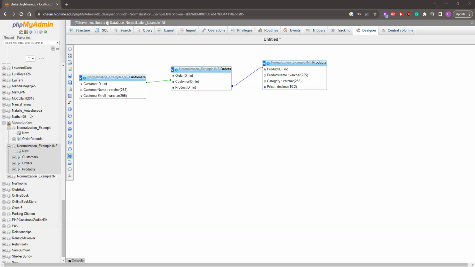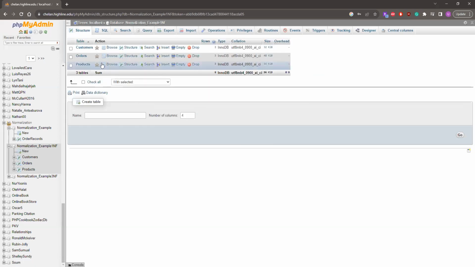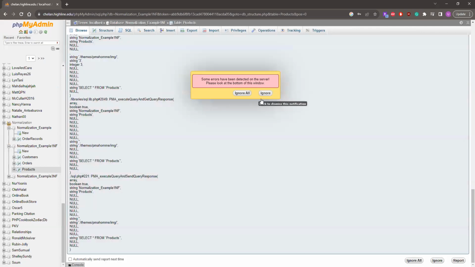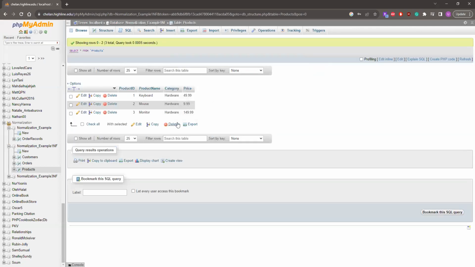Okay. So now, as you can see, there's still some redundancy. Let's look at the data itself. Mainly the products. If you look at the products, you see category, right? The hardware is repeating a lot of times. So we can still reduce this redundancy, and we can get rid of it.